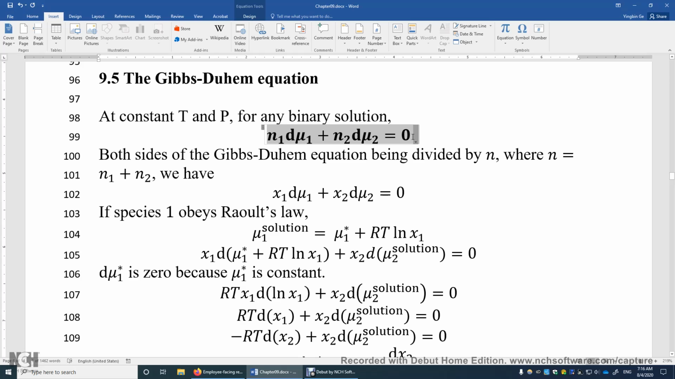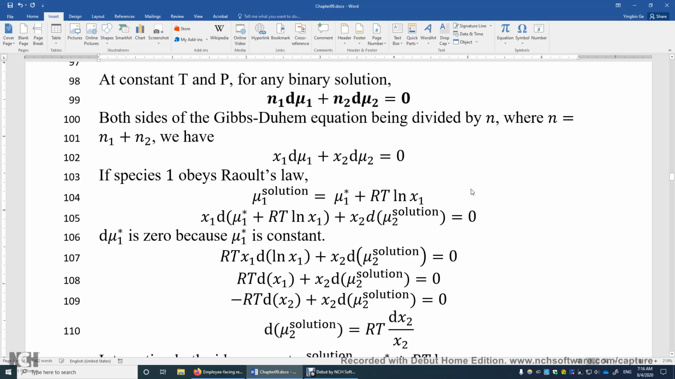For any binary solution, you can use this equation. I will not prove this equation in the video. You can find the proof in any physical chemistry textbook. So first, how do we use this equation? We divide both sides by n, and then we have x1 times d mu 1 plus x2 times d mu 2 equals 0.